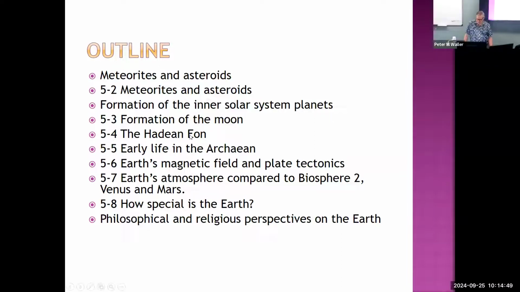So then we'll focus on the Hadean Eon and Archean Eon on the Earth, which was, I think, the first couple million years. And then after that, we'll look at some of the things that make the Earth habitable, such as our magnetic field and plate tectonics and our atmosphere. And we'll compare it to a few different atmospheres, Biosphere 2, which is in our area around Tucson, and then Venus and Mars. Then we'll look at the same old question, how special is the Earth this time, rather than how special is the solar system. Then we'll look at some philosophical and religious perspectives on Earth.